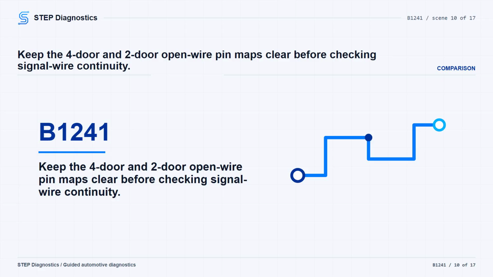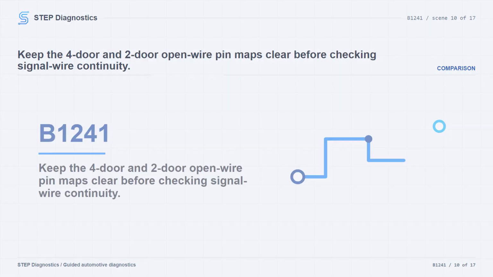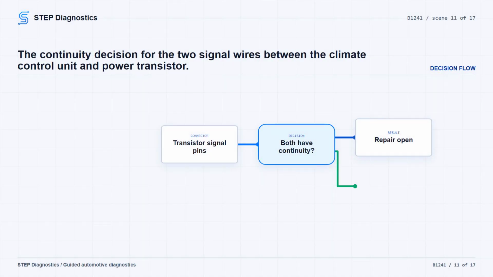On a 4-door, check climate control unit 32P connector no. 12 yellow to power transistor 4P connector no. 1 yellow. Then check climate control unit 32P connector no. 13 blue to power transistor 4P connector no. 2 blue. On a 2-door, check climate control unit 32P connector no.